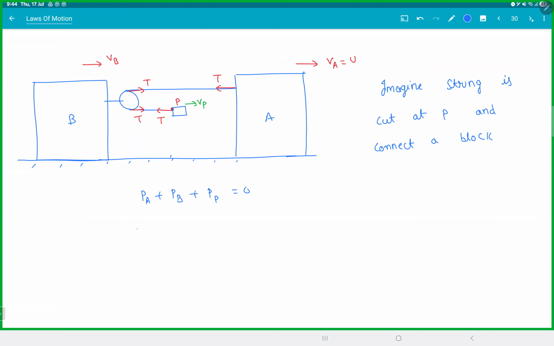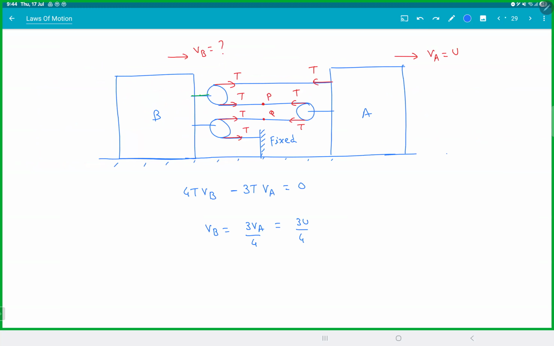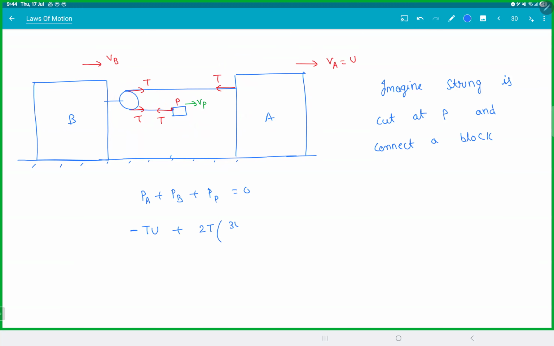For A, T and V are opposite. T into minus U, there's only one string here, so we are only taking a part of the string. On B there are two tensions now. 2T into VB. VB we just now calculated as 3U by 4. This will be minus T into VP. T goes off. This will be minus U plus 3U by 2 is equal to VP. So VP is equal to U by 2. You got a plus sign, means my direction is right. Are you clear how to handle these things?